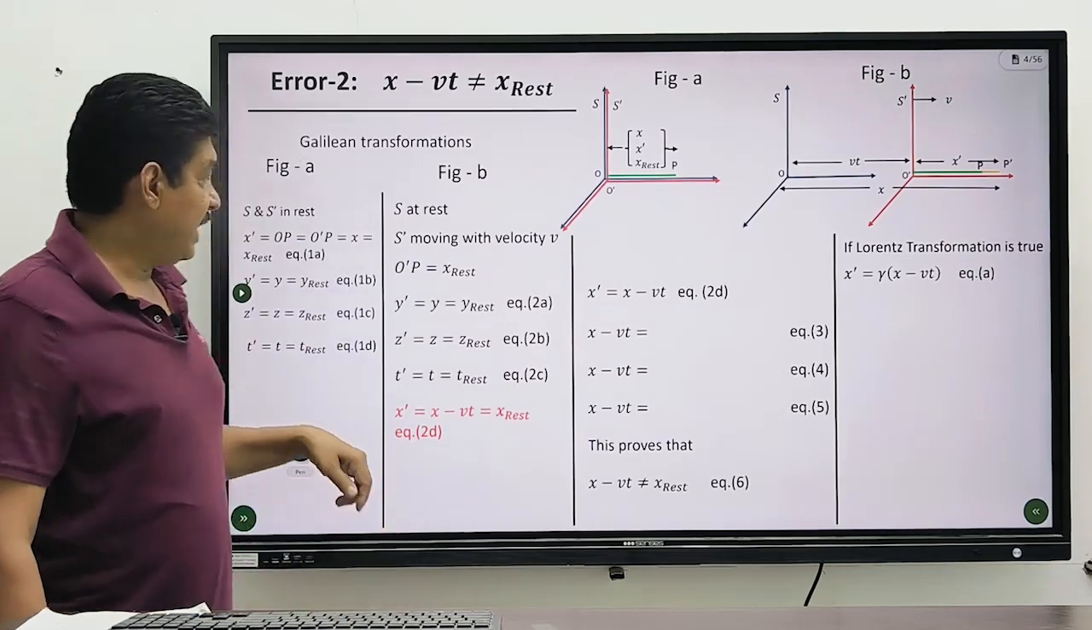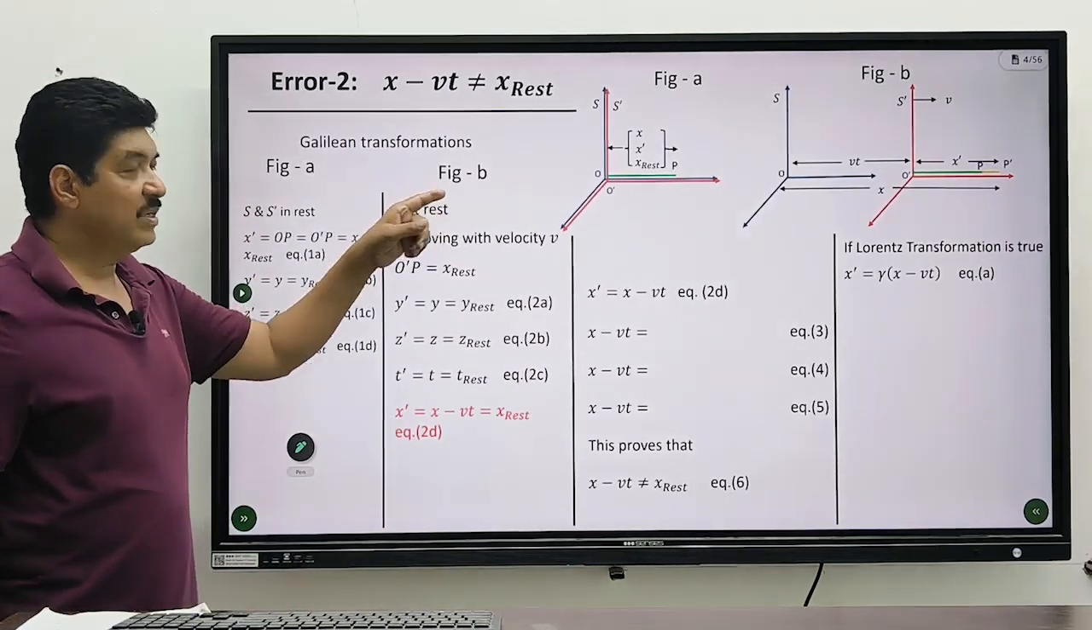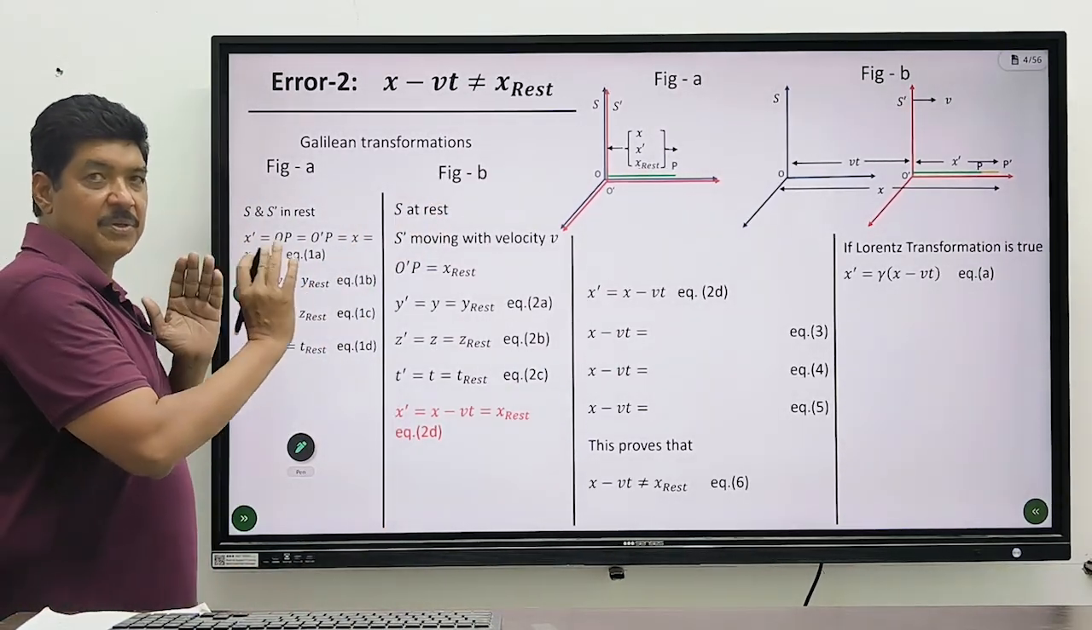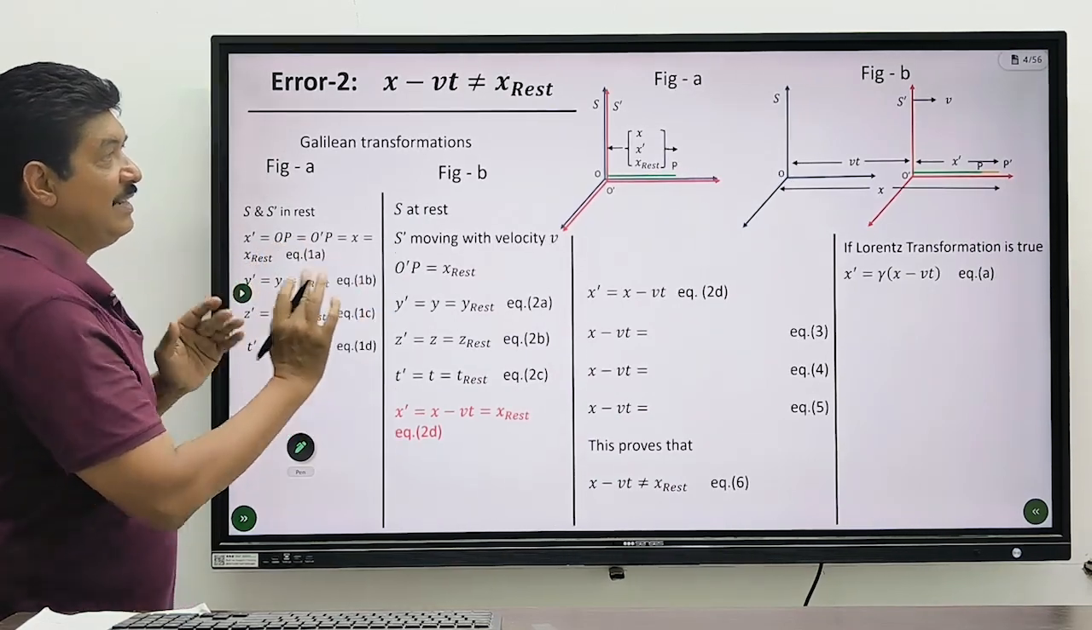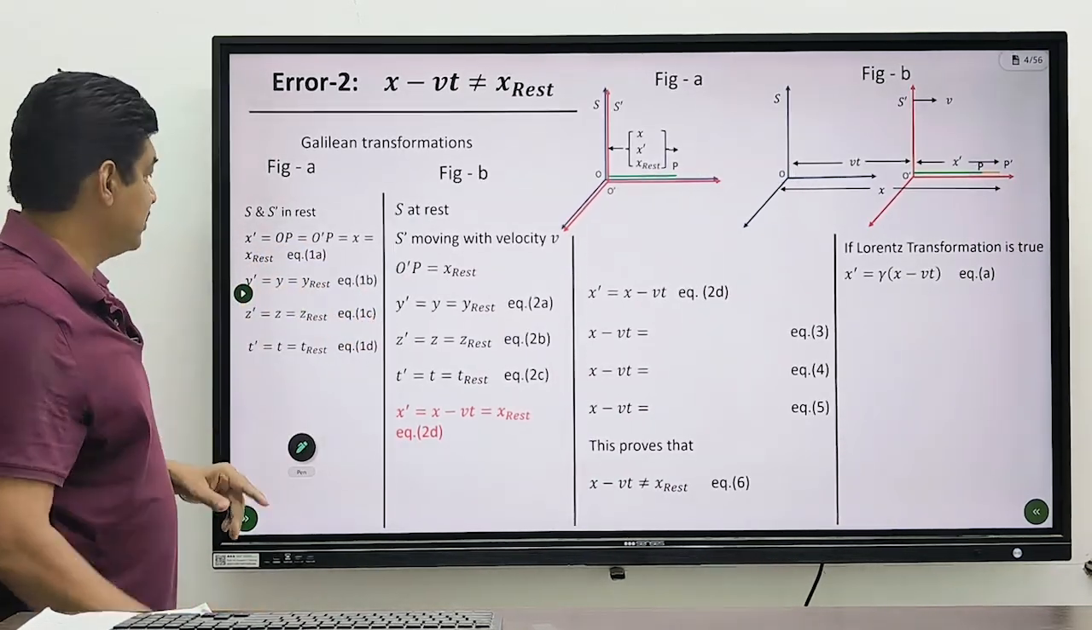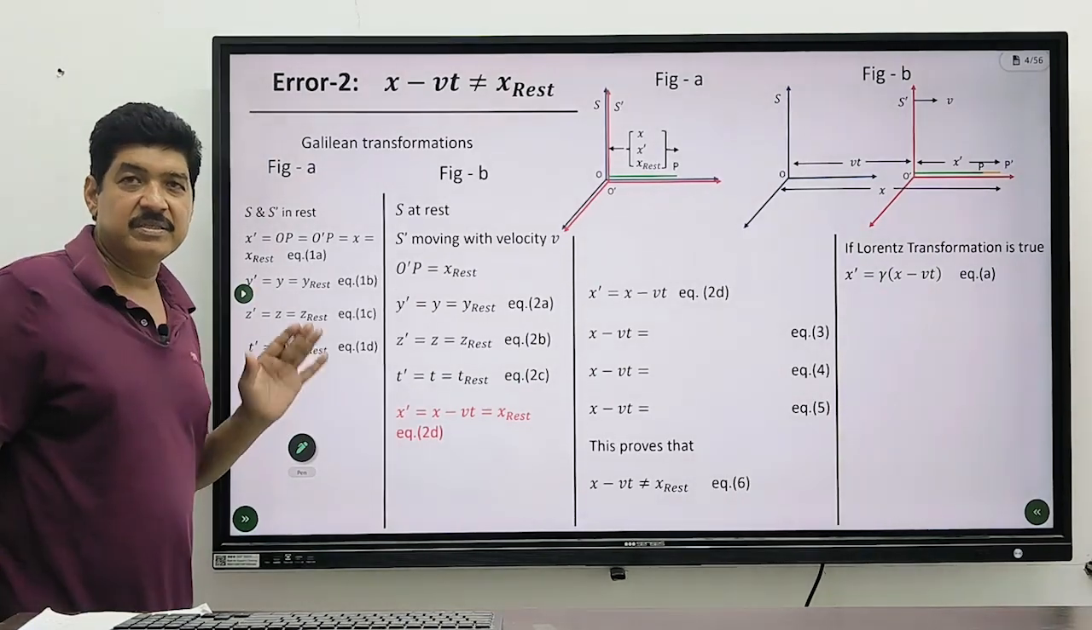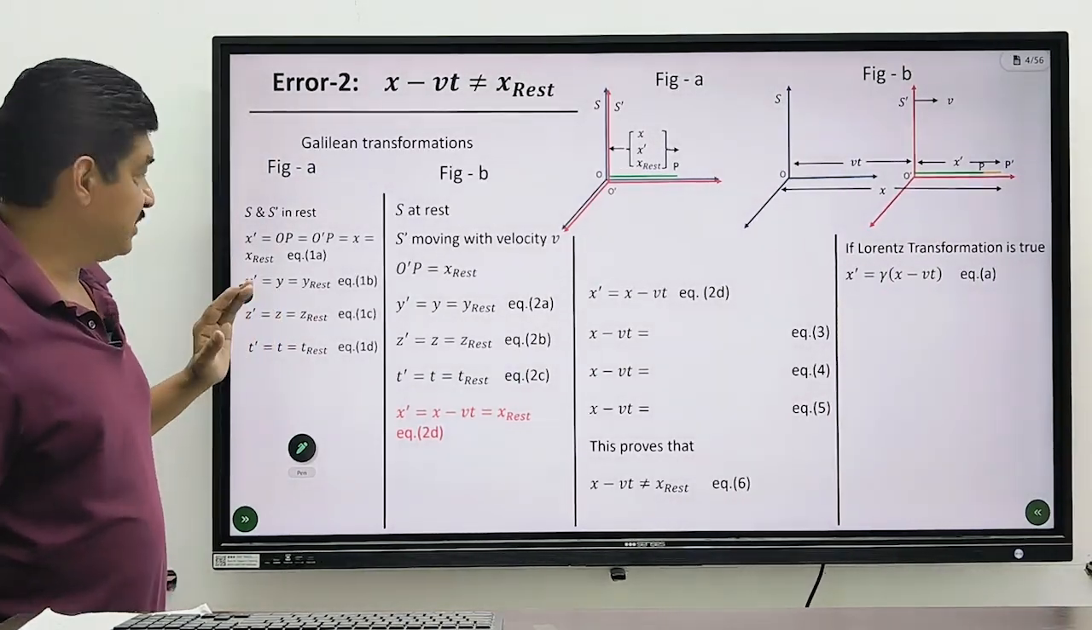Other dimensions we are not considering because the movement will be only in the x direction, that is on the x-axis. So other dimensions we are not considering, we'll keep them as they are.